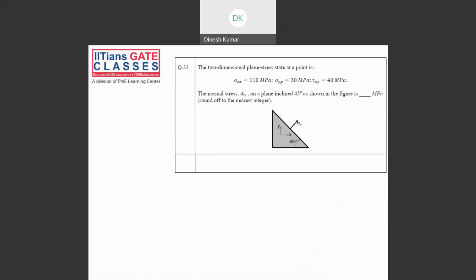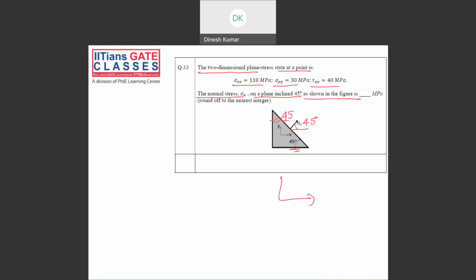Now take question number 33. So very easy questions from stress transformation. So what is given? The two-dimensional plane stress state at a point is sigma xx equal to 110 megapascal, sigma yy is 30 megapascal, tau xy equal to 40 megapascal. The normal stress sigma n on a plane inclined at 45 degree, and they measured the angle from horizontal as shown in the figure. So usually we take the angle from vertical. So if this angle from vertical is 45, you can measure this angle, this will also be 45.